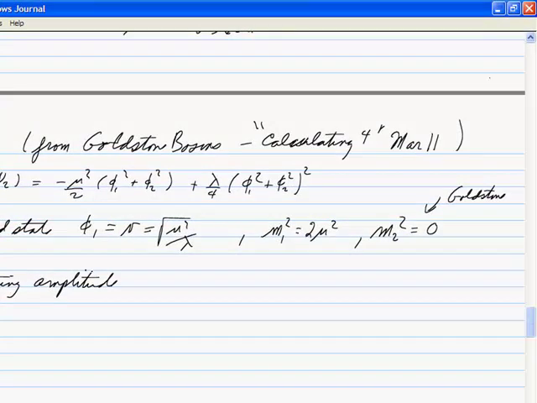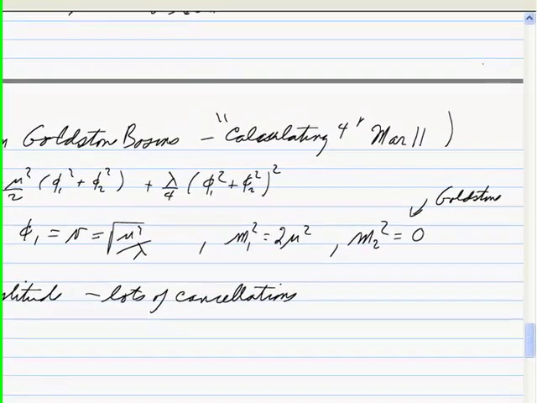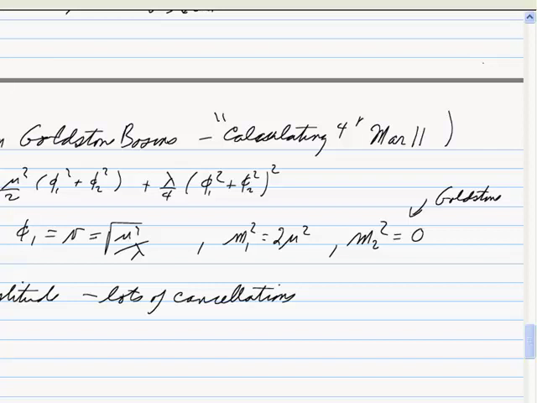By using Feynman rules, we had the Feynman rules, we did all the scattering amplitudes, and there were lots of cancellations. Okay, and I used that as a lesson back then. By changing the field names, I could make the calculation easier. Well, here's another way to make the calculation easier.